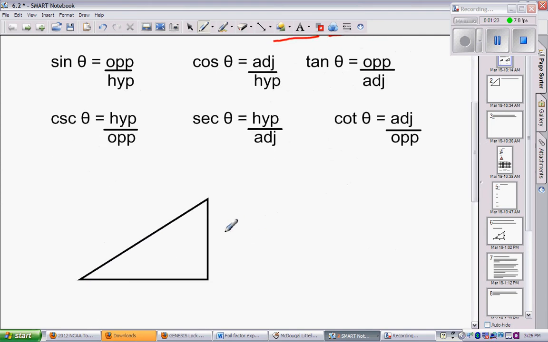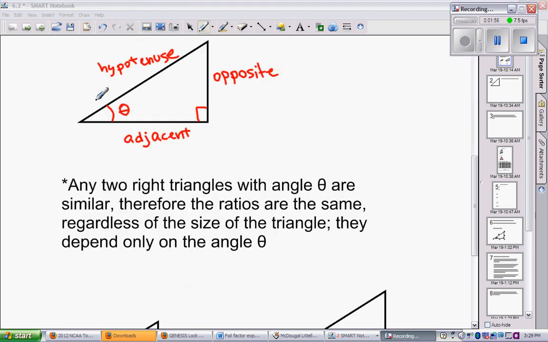So we have our triangle. This is a right triangle notated by the corner. Here's our angle theta. This leg would be the adjacent. This one would be opposite. And then we know this is the hypotenuse. So this angle theta is what sine, cosine, and tangent are based off of.